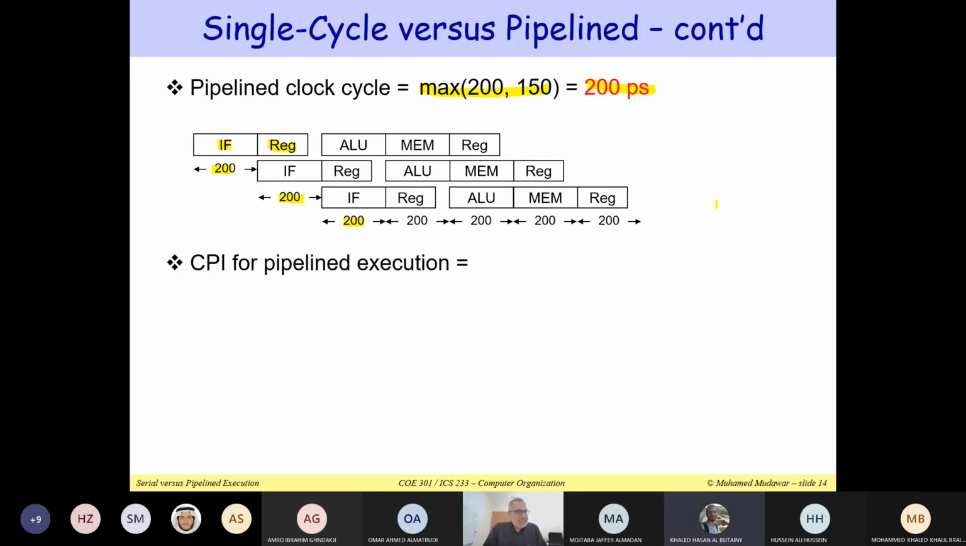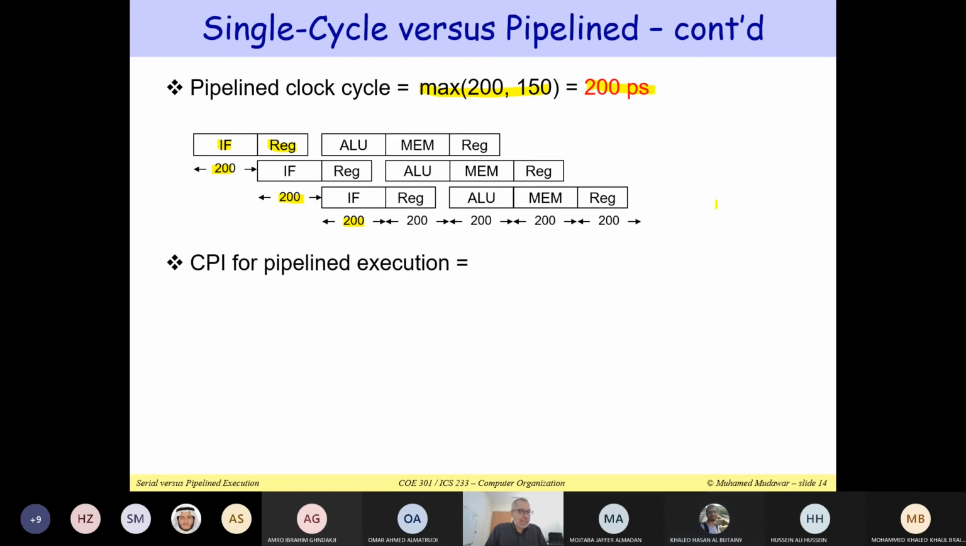What's the CPI? Okay, let me ask you a different question. What's the CPI for the single cycle CPU? 1. Yes. What's the CPI for the pipeline processor? It is different for each class, and we need to calculate the weighted average to find the CPI for pipeline.